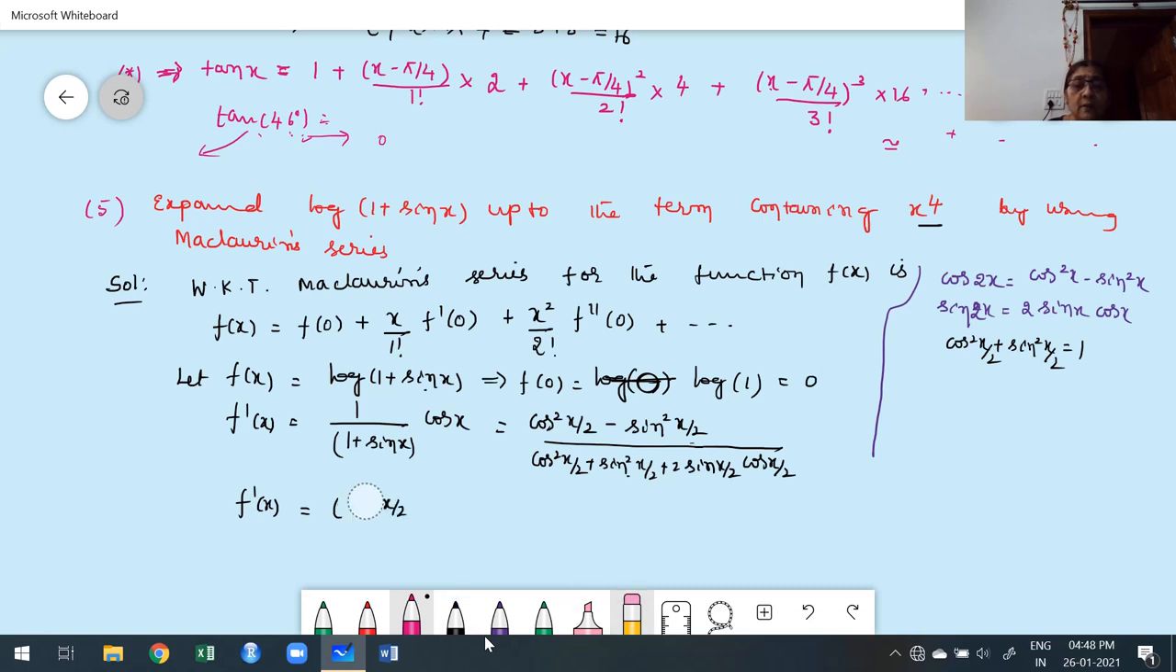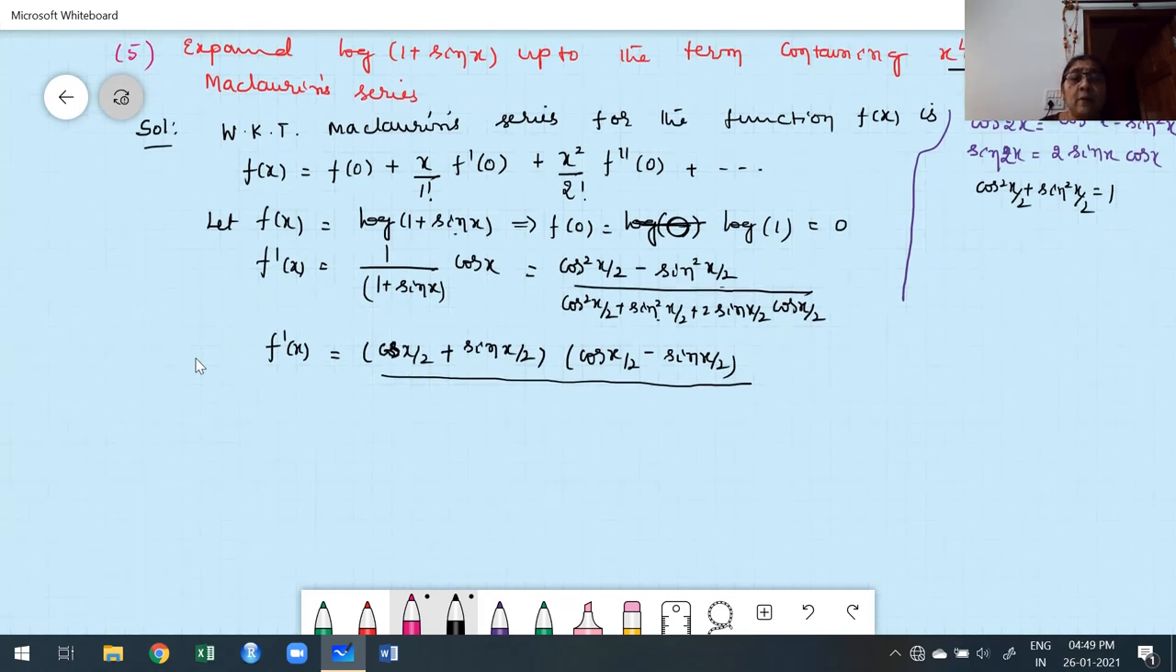Just a minute. I'm going to remove and write once again. Cos of x by 2 minus, it was a plus b into a minus b. What about that, a plus b into a minus b means what actually? Cos of x by 2 plus sin of x by 2 into cos of x by 2 minus sin of x by 2, whole divided by a plus b whole square, a square plus b square plus 2ab. A is cos x by 2 plus sin of x by 2.